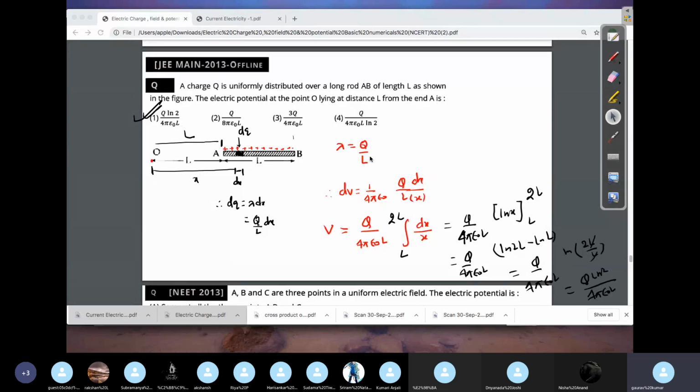The formula is kq by r. Here k is one, q is Q by L into dx, and r is x. So now we integrate this dV from where to where? From this end to this end. At this end the value of x is L, and at the other end it is 2L. So from L to 2L, integrate this, and then we'll get the answer for the question. A very, very elementary question.